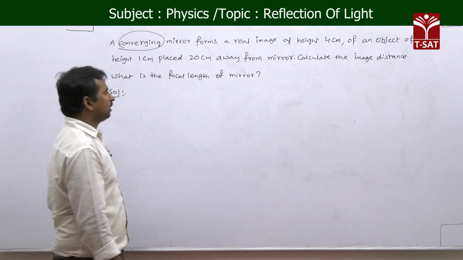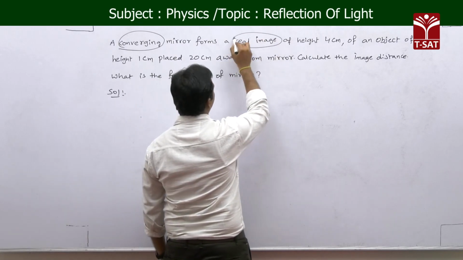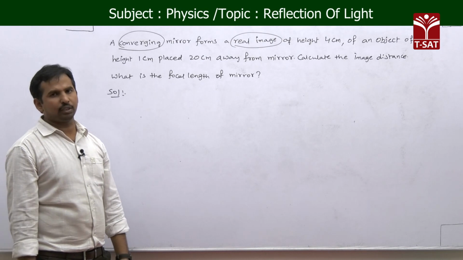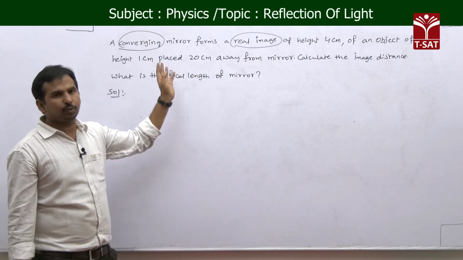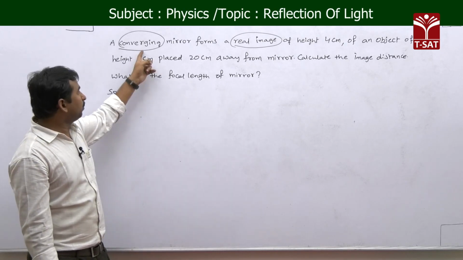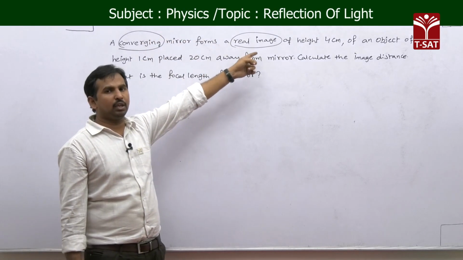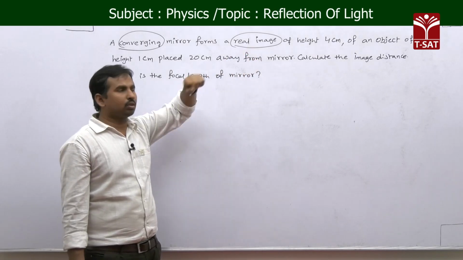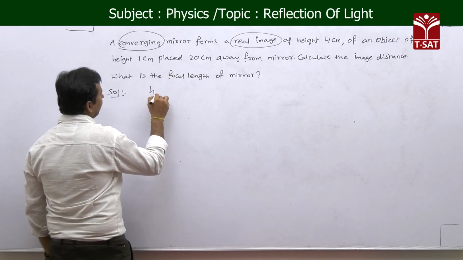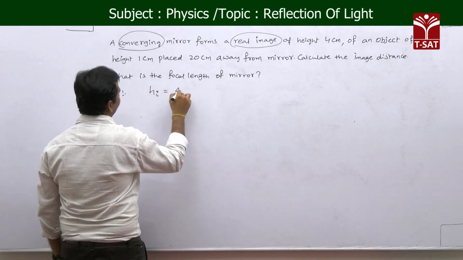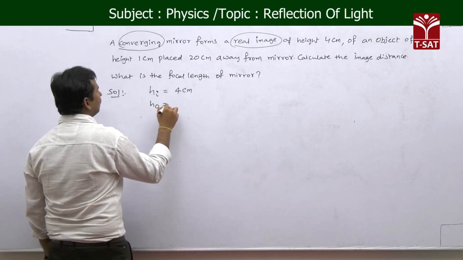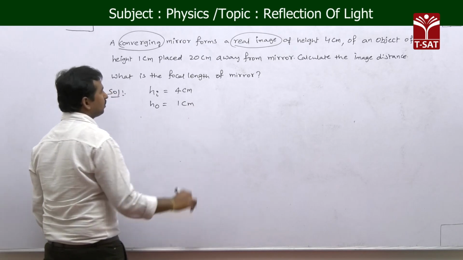And not only that, another important thing: it forms a real image. A real image is formed only by a concave mirror, but not a convex mirror. So obviously this problem is about a concave mirror, because it is converging as well as forming a real image. So that is our first conclusion here. And in the given problem, the height of the image is given as 4 centimeters, and the height of the object is given as 1 centimeter.